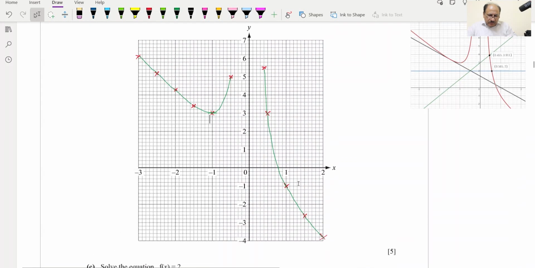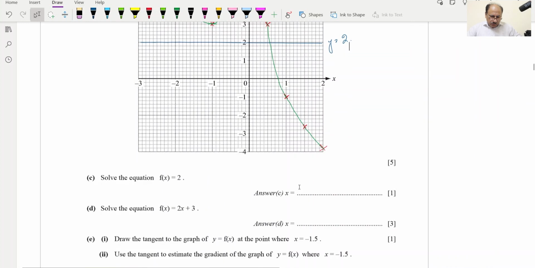So f of x is equal to 2, meaning y is equal to 2. This line is y is equal to 2, and we need to find basically the intercept of this graph, and this intercept is the value we need to find.